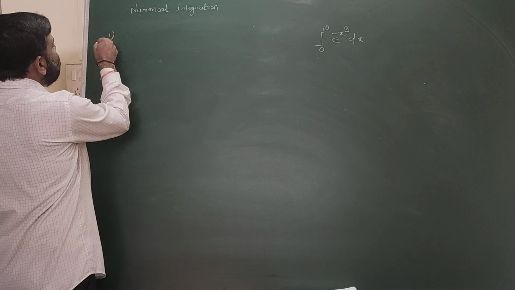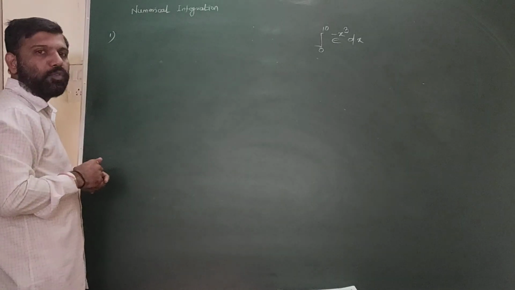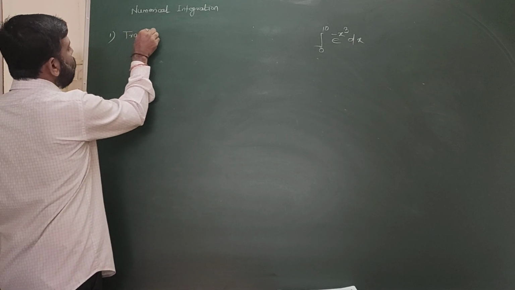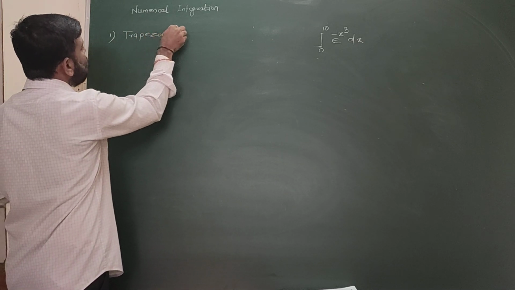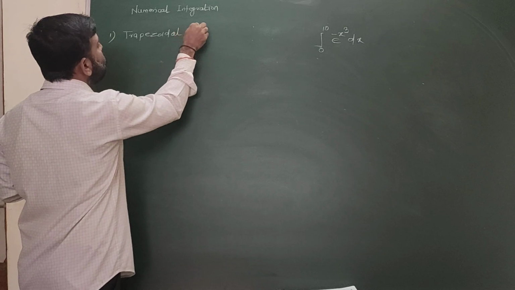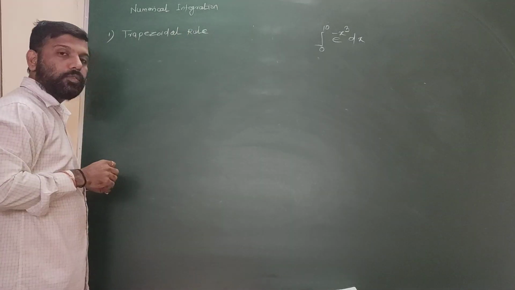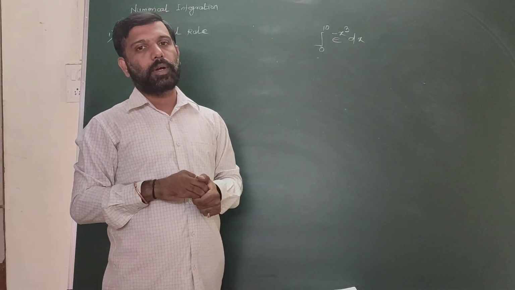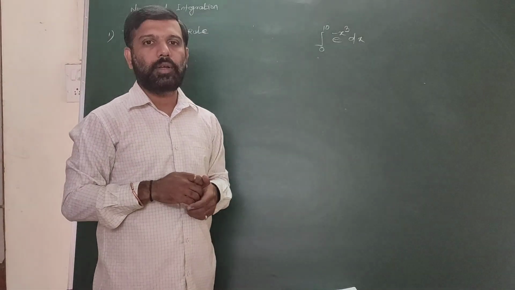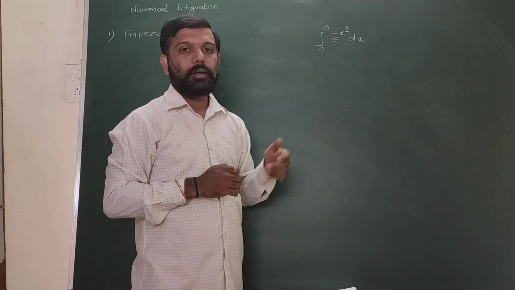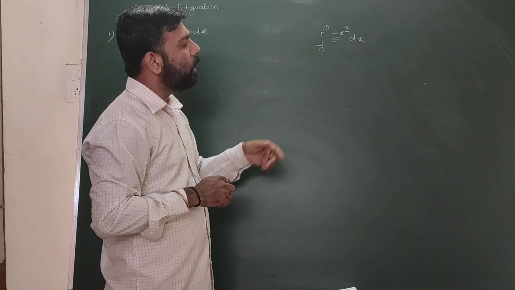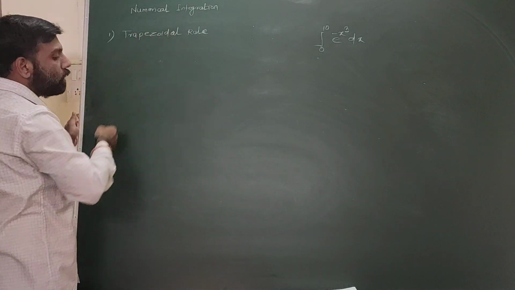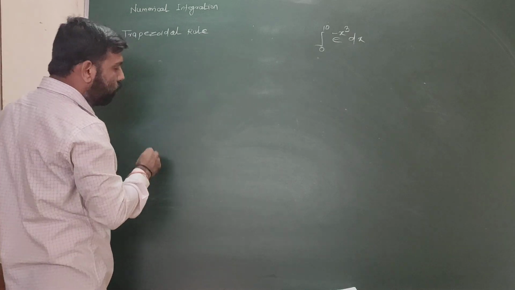Now in this there are different formulas. First, the trapezoidal rule. By using these different rules, that is trapezoidal, Simpson 1/3, and Simpson 3/8 rule, we find the definite integral value by using numerical integration. Now we'll see the formula for the trapezoidal rule.